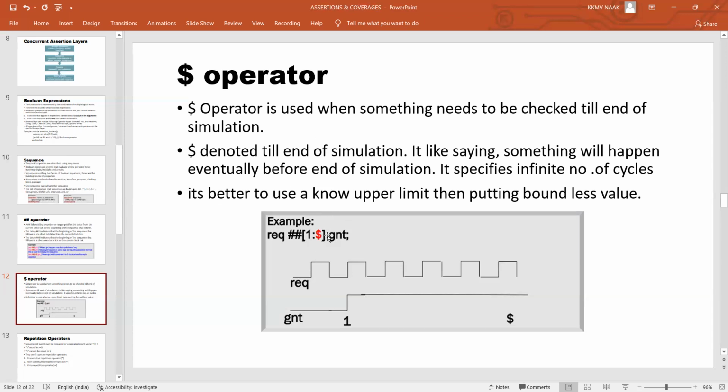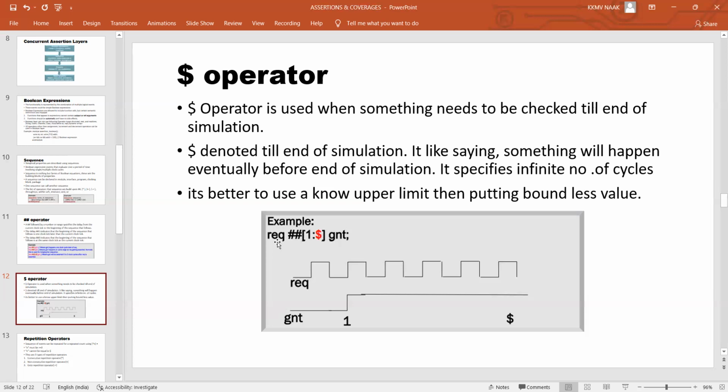So it would be like an upper limit. Let's say you are running your design for 10 times. So in those 10 times, up to how many clock cycles you get, the last clock cycle value, it will take as dollar. Okay, it's not infinite, but it represents the end of the simulation.